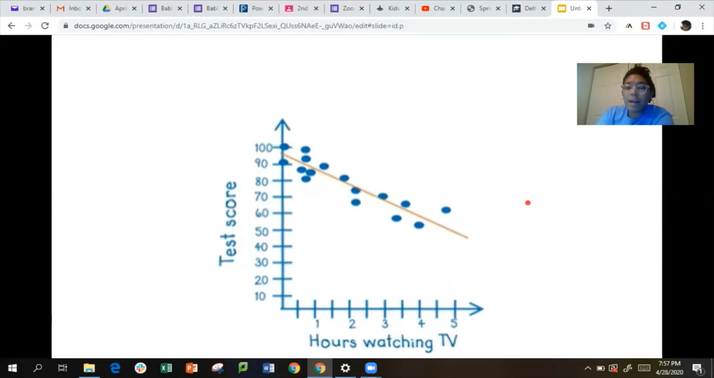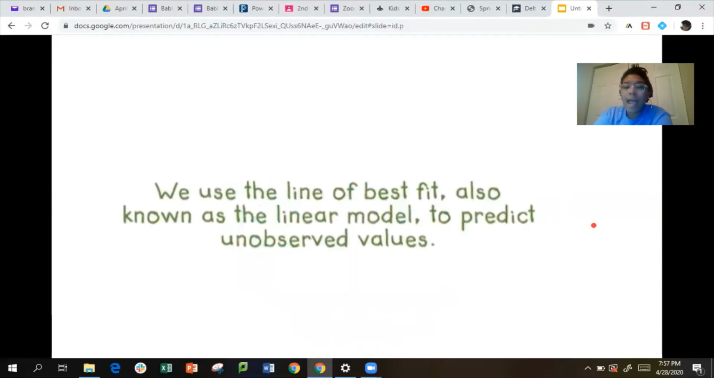And then when we're thinking about drawing a line of best fit, you see that this line is pretty much in between all of this data. So that would be the line that fits the best for this data. Now, for that portion, we use the line of best fit, also known as a linear model. So remember, it's a linear line to predict unobserved values.